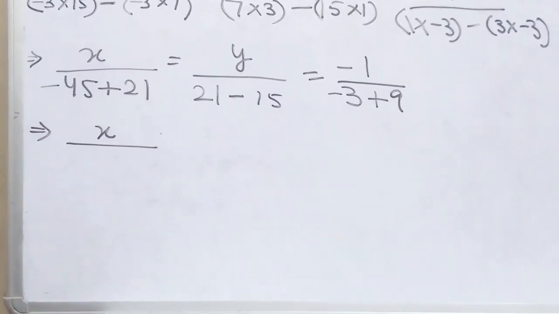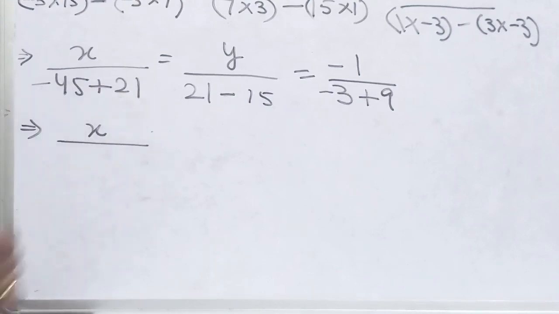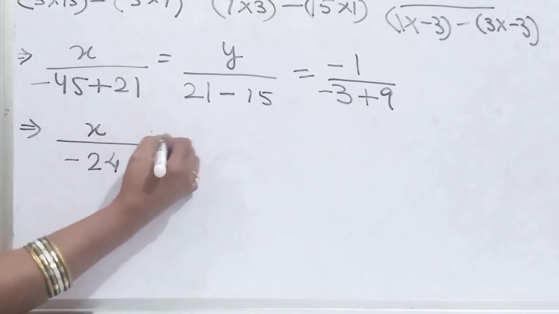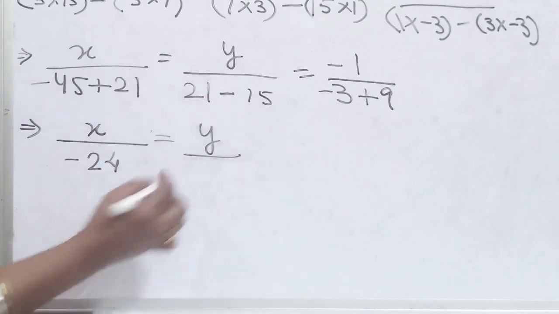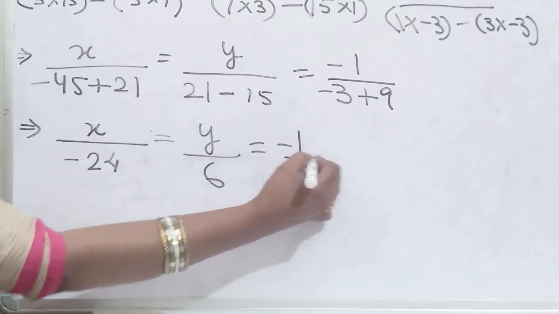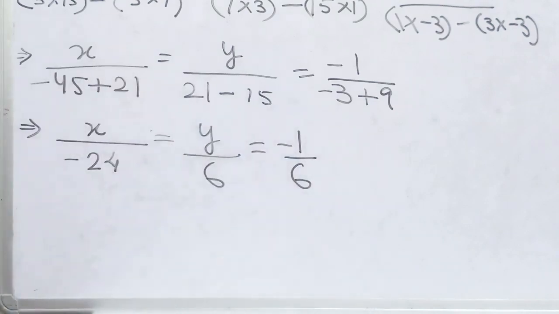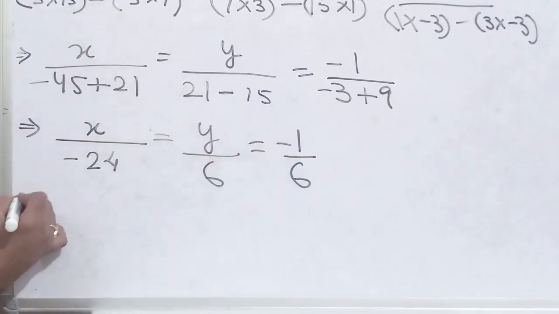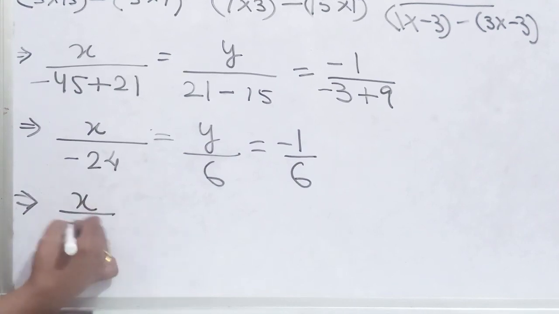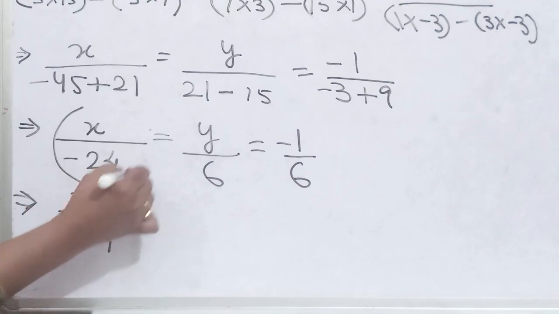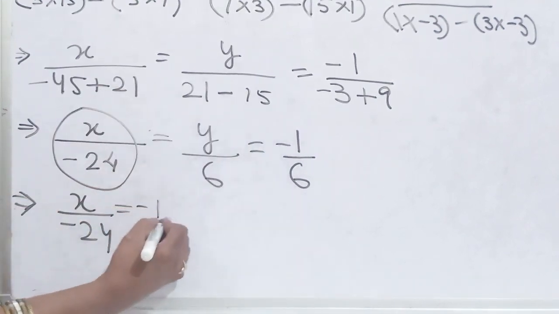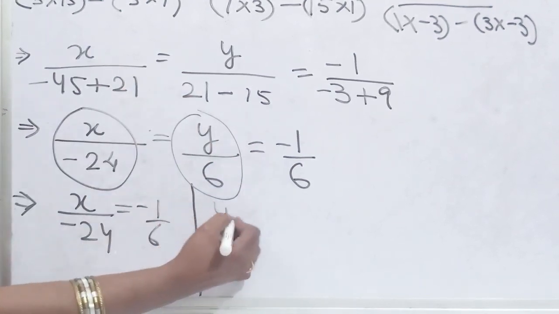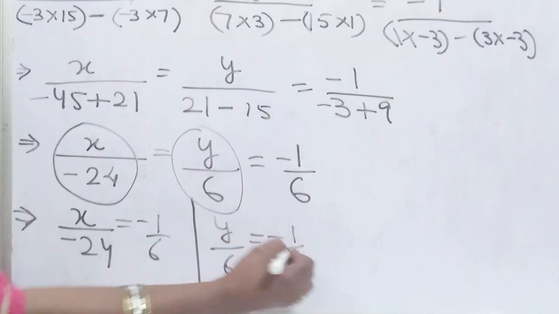x upon. Now give me the value of minus 45 plus 21. Minus 24. So x upon minus 24. What about y upon 6? y upon 6, and minus 1 upon 6. After reaching here, we have to divide this into two parts so that we get the values of x and y. How? x upon minus 24 equals the last one, minus 1 by 6, and the portion containing y, y by 6, equals minus 1 by 6.